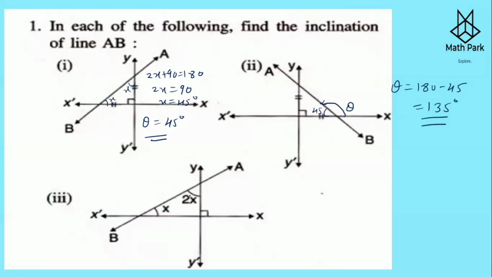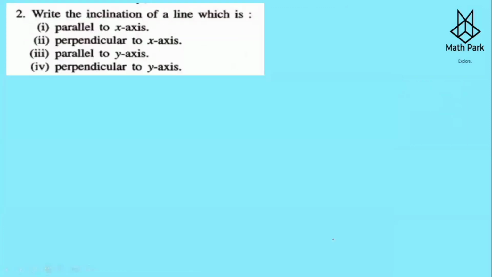Now here you are already given this is 2x, this is x, and this is 90 degrees. So let us use the angle sum property. So x plus 2x plus 90 is equal to 180. So 3x is equal to 180 minus 90, that is 90. So x is equal to 90 by 3, which is 30 degrees. So this is how the inclination theta is equal to 30 degrees. Got it? Thus we are done with the first question.